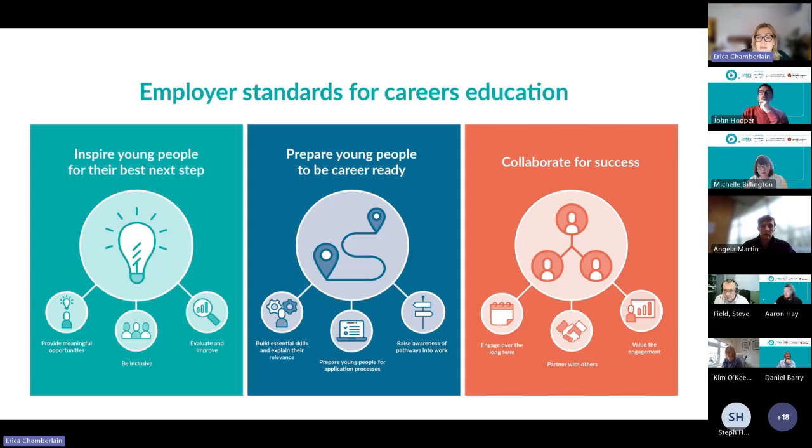So really thinking about those application processes, thinking about things like mock interviews, exposure to assessment centres, an understanding of social media's role in recruitment, and really making sure that employers are supporting young people to think about this. And then the 6th standard there is making sure that you are raising awareness of the different pathways there are into work. And that means highlighting pathways into jobs and careers and helping to set those young people up for success. And then the final pillar is collaborating for success.